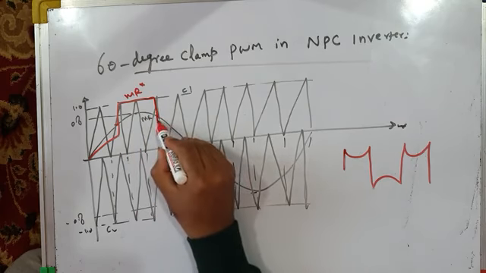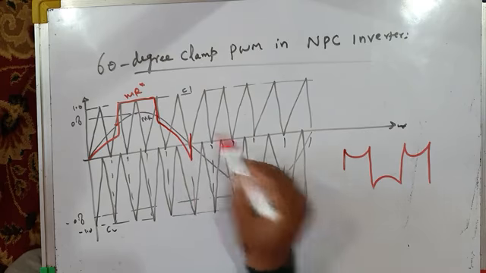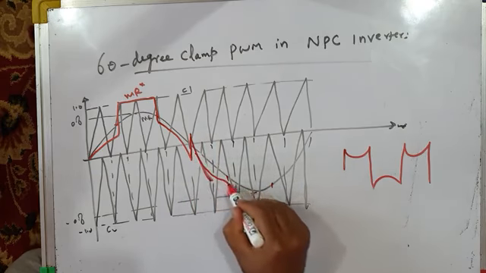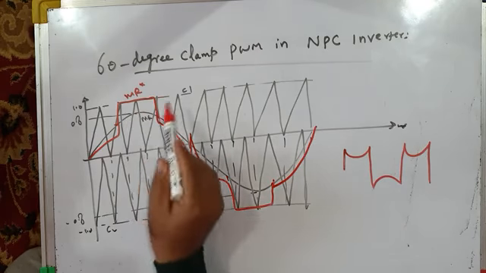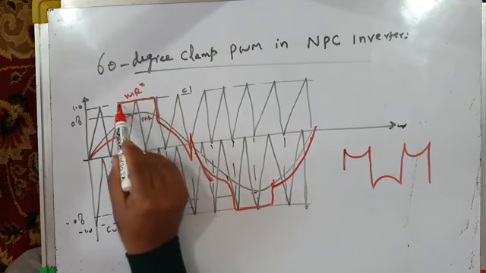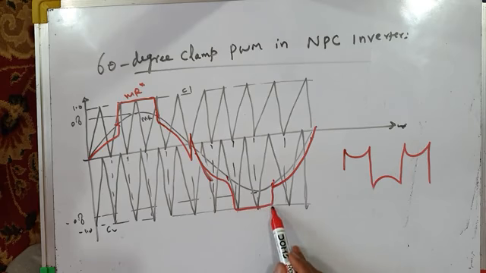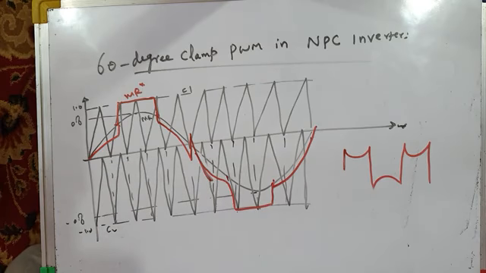This I have already explained in quite some detail for 2-level inverters. It will remain the same for 3-level inverters also. So this is the 60-degree clamp. For this MR star, from 60 degrees to 120 degrees, phase leg R is clamped to the positive DC bus, and for 240 to 300 degrees, phase leg R is clamped to the negative DC bus. Similarly, you can show it for other phase legs. So it is exactly similar to what we discussed in 2-level inverters. No difference at all.